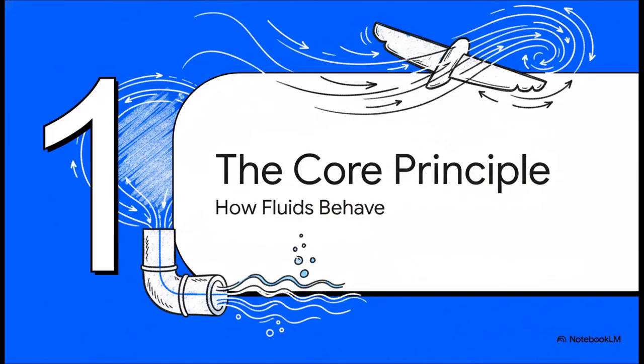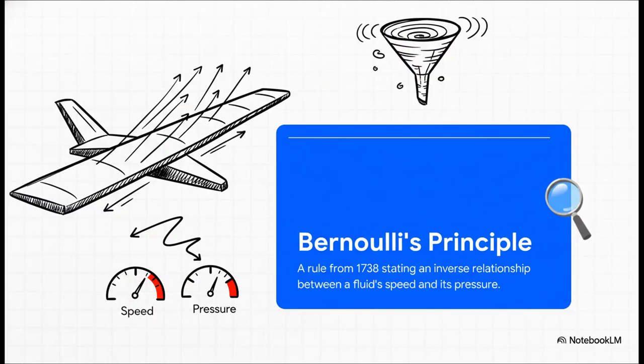To really get to the bottom of this, we've got to go back to the core principle at play here. We're talking about a fundamental rule for how all fluids behave. And yeah, in physics, the air all around us absolutely counts as a fluid. This takes us way back, all the way to 1738, to a brilliant mathematician named Daniel Bernoulli. He's the guy who figured out that there's this really elegant, inverse relationship between how fast a fluid is moving and the pressure it exerts.